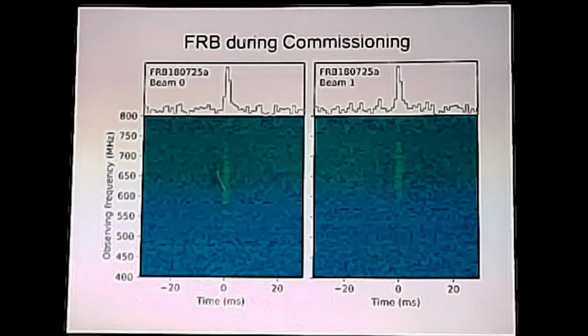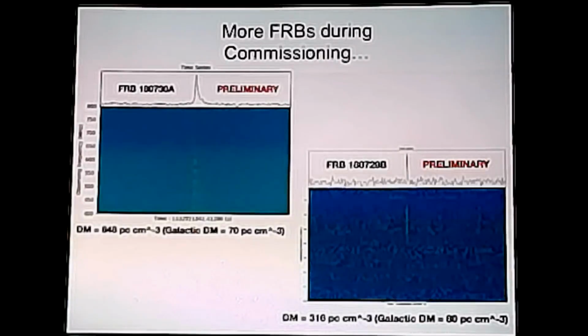So we had a commissioning event that we put up. They definitely exist in this band. And then we've had a few more. Hard to say how many, but they exist. We do see them. So the goal here is to understand really the rate, the distribution, where they're coming from, what their origin mechanism is, what the heck is going on with these things.